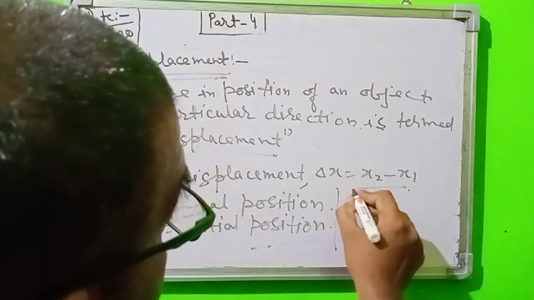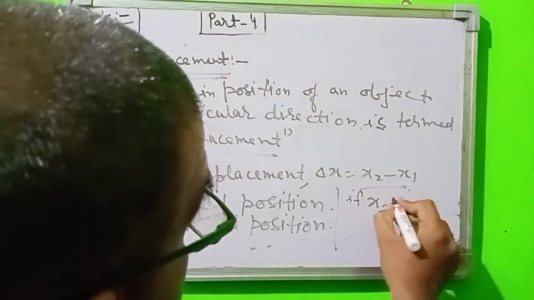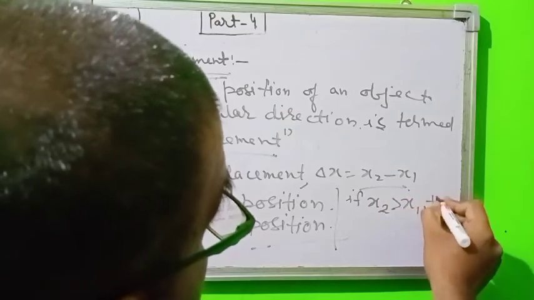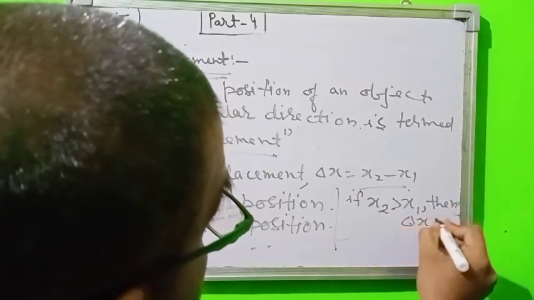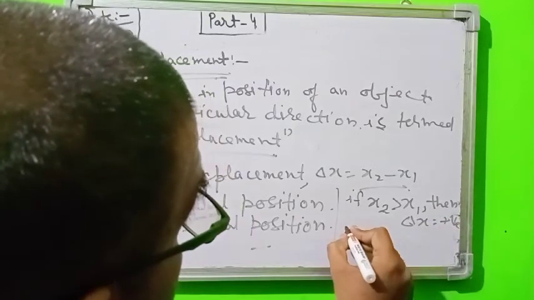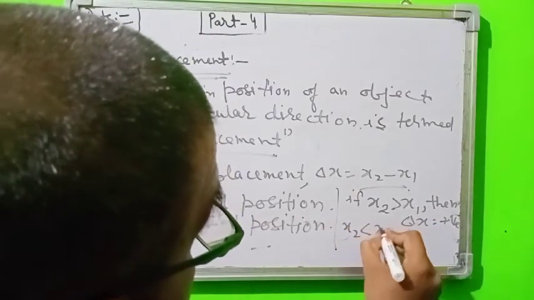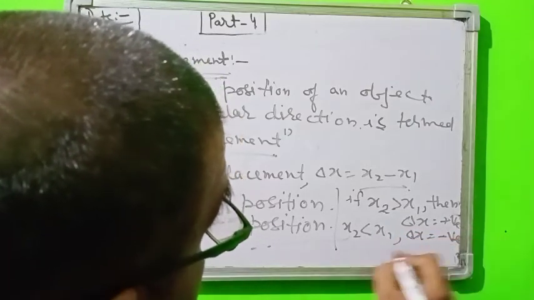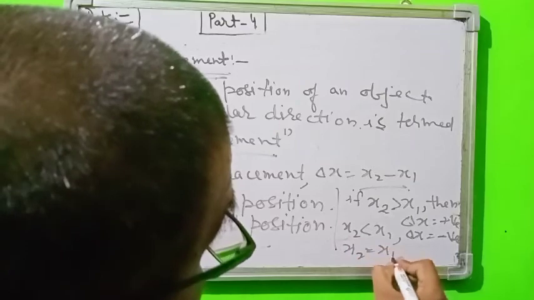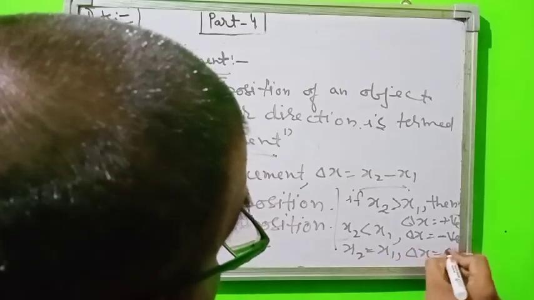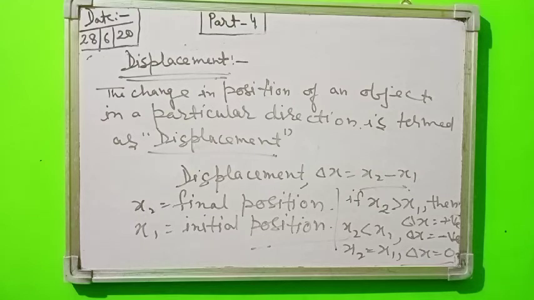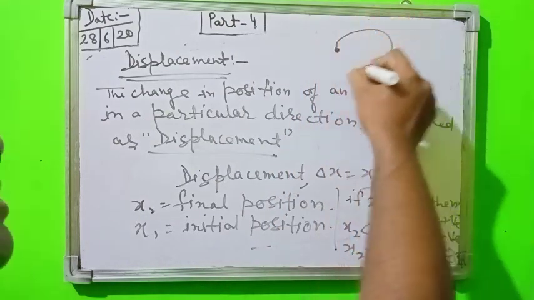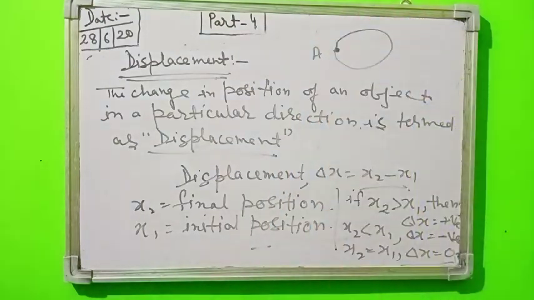From here, if x2 is greater than x1, then delta x is positive. If x2 is less than x1, delta x is negative. And if x2 is equal to x1, then delta x is equal to 0, so displacement is equal to 0. Like if an object is traveling from here and comes back to here, the initial and final position are the same, so in this case displacement is 0.